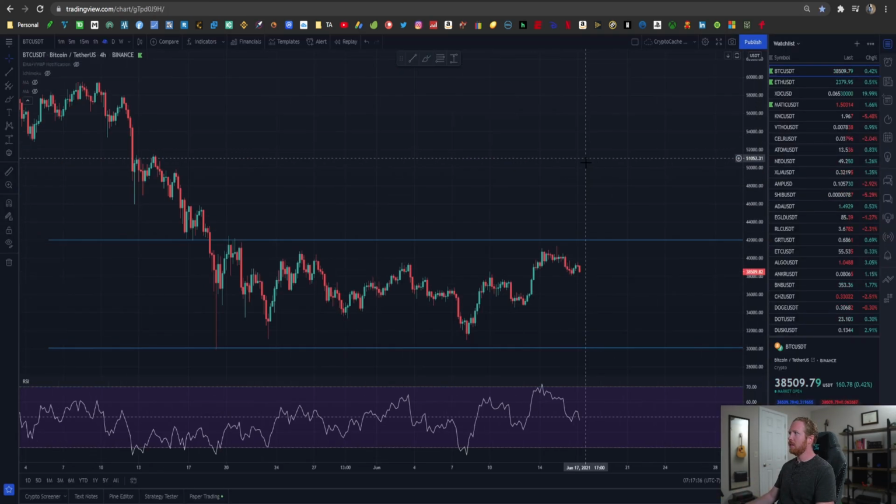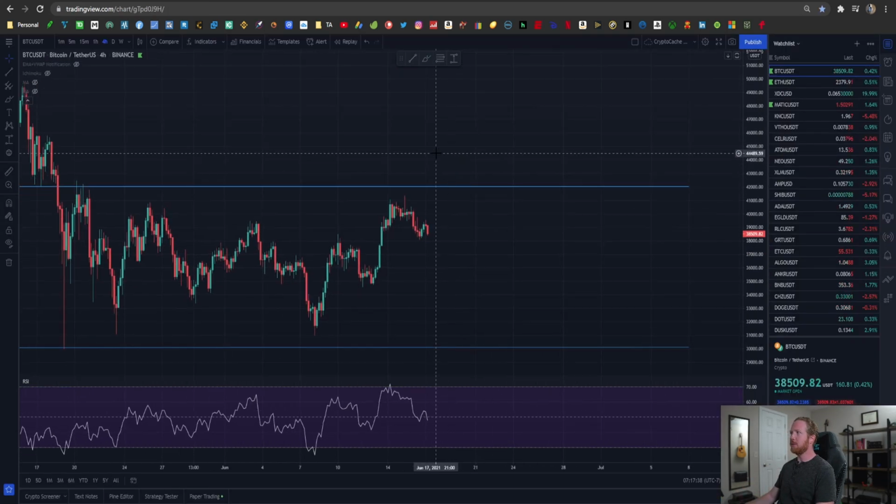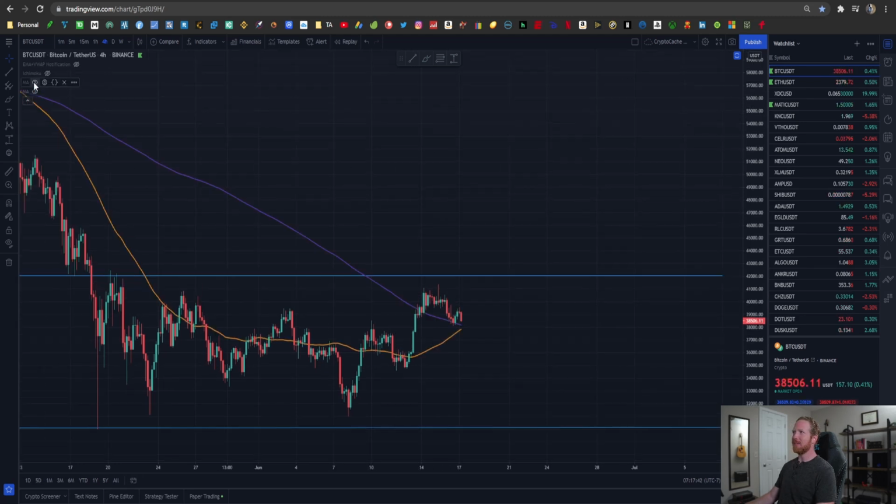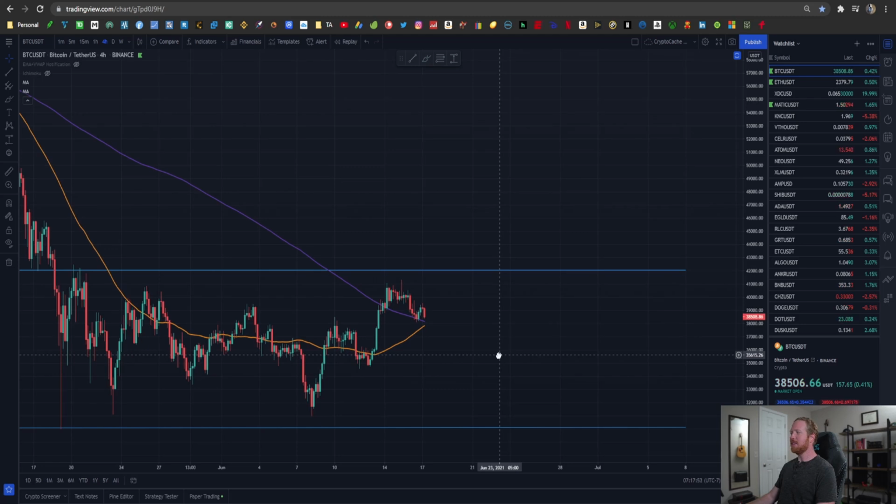So this is our dear old friend Bitcoin. And here's what's going on. Let's go ahead and turn on the moving averages. I use the 50-day moving average and the 200-day. These are the simple moving averages. The purple line is the 200, the 50 is the yellow line here. And it's basically just telling us the average of the last 50 to 200 days, what the average price has been. And it's kind of delayed by that time frame.